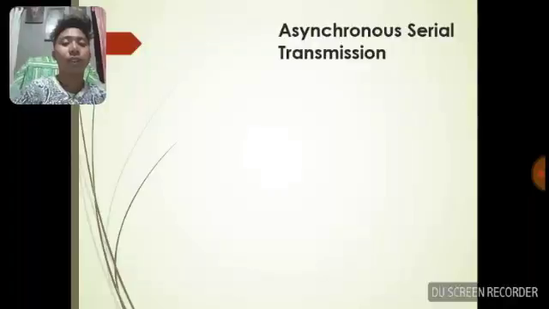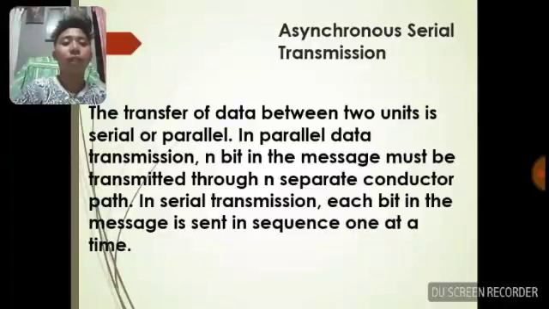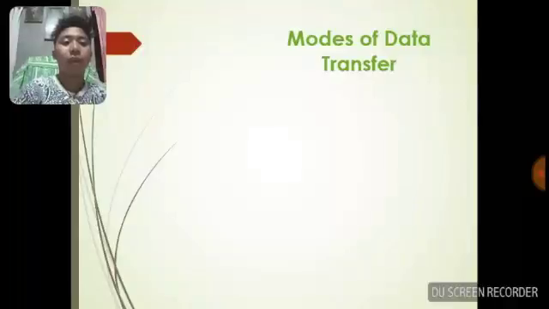Asynchronous serial transmission. The transfer of data between two units may be serial or parallel. In parallel data transmission, each bit in the message must be transmitted through a separate conductor path. In serial transmission, each bit in the message is sent in sequence, one at a time.